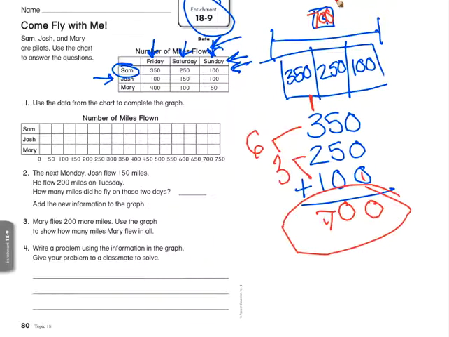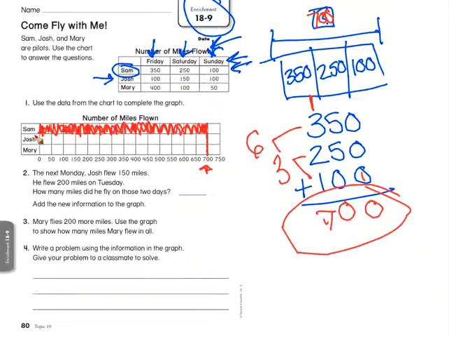Okay, so now I need to fill in my graph. I'm going to go ahead across. I'm going to find 700, and I'm going to fill in Sam's bar up to 700. And make sure that it's readable. It doesn't have to be perfect looking, but I do want this to be nice enough that I could look at it and understand what it's saying.